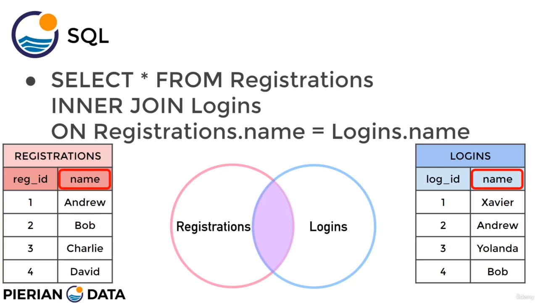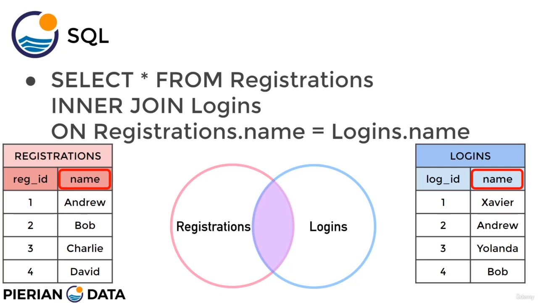Here, we're going to say select all the columns from registrations inner join logins. That's essentially saying take the registrations table and then perform an inner join with logins, seeing the rows that happen to be in both registrations and logins. And then we have to decide what column we're actually looking at in order to perform this inner join. In this case, we'll do it on the name. We'll say on registrations.name, so it's the table name dot the column name, is equal to logins.name.